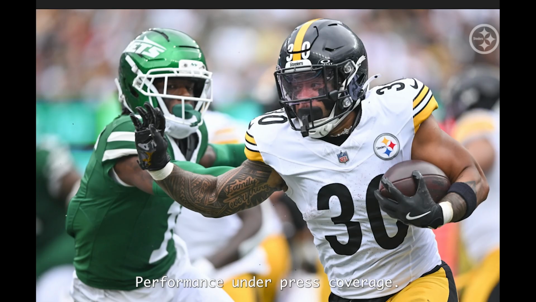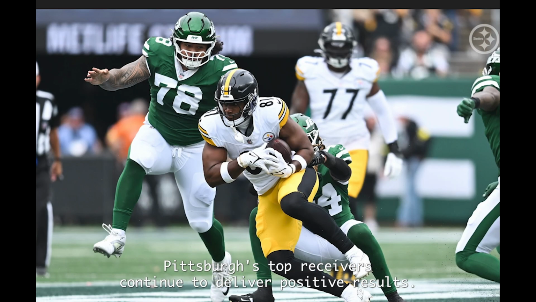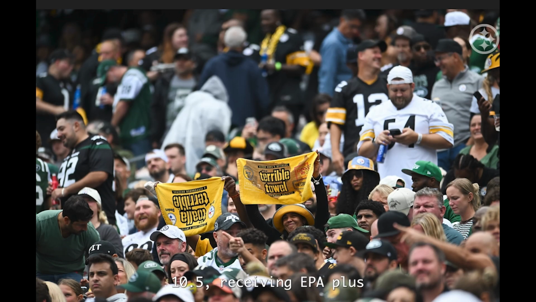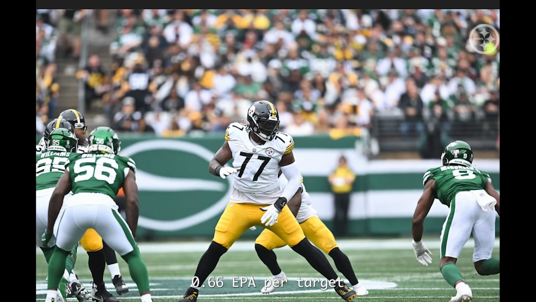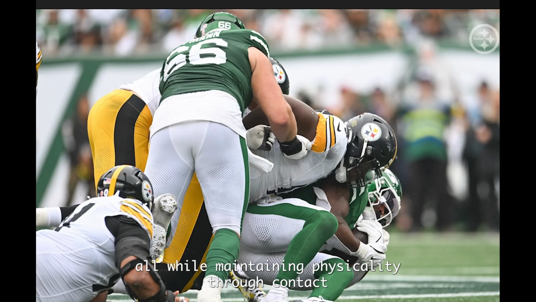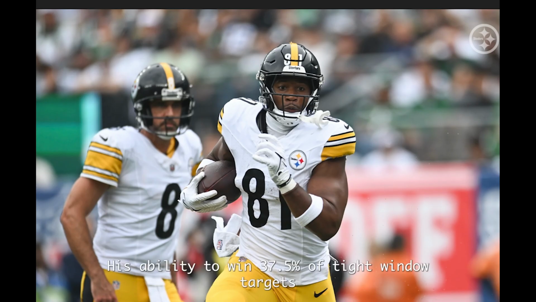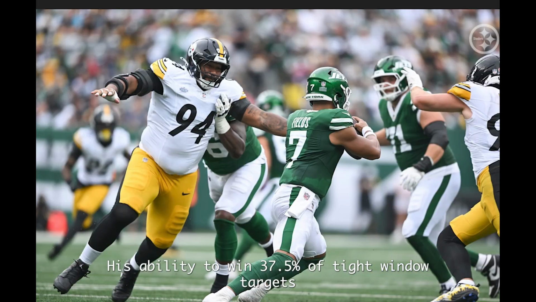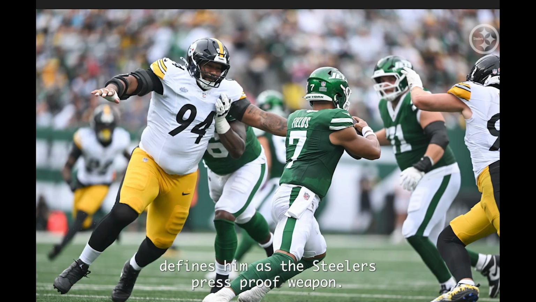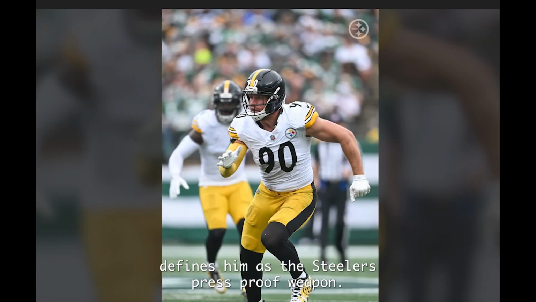Press coverage performance. Under press coverage, Pittsburgh's top receivers continue to deliver positive results. Metcalf's production remains elite, plus 10.5 receiving EPA, plus 0.66 EPA per target, and plus 73 YACOE, all while maintaining physicality through contact. Despite only 2.0 yards of average separation, his ability to win 37.5% of tight window targets defines him as the Steelers' press-proof weapon.